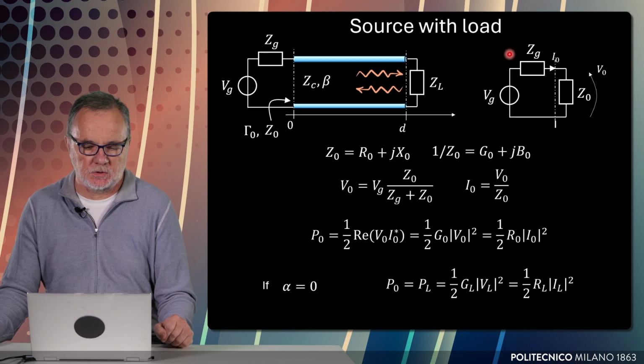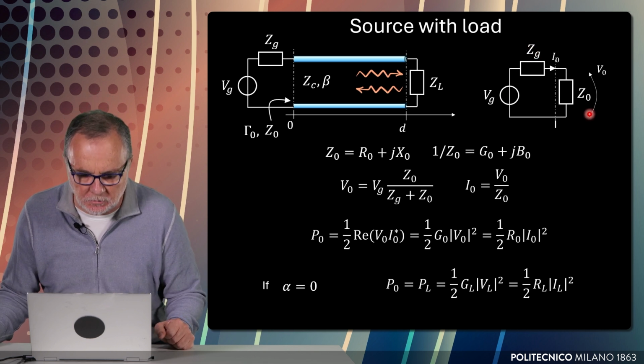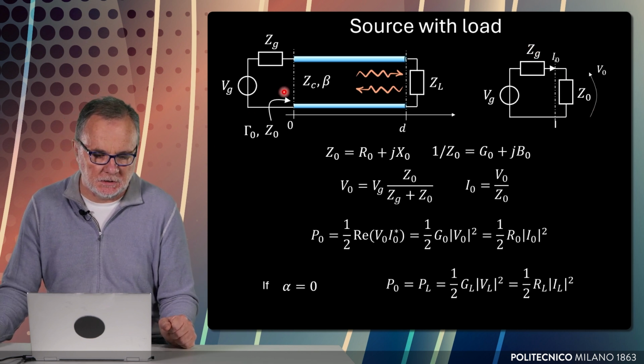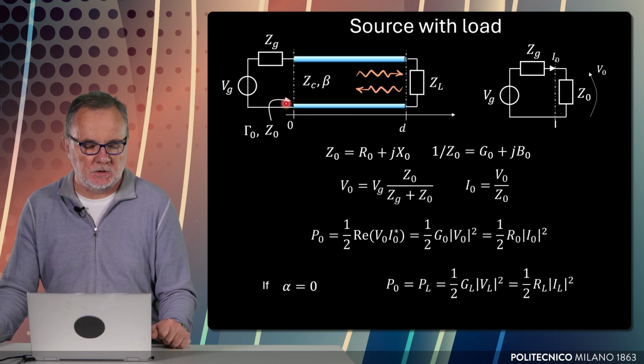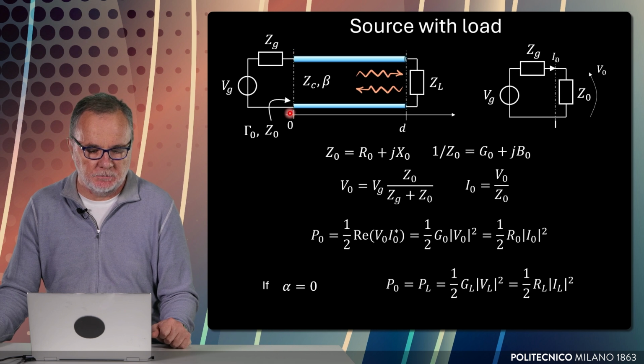Now let's connect a source. So let's first have a look at this circuit in which there is a source. This is the open circuit voltage with an internal impedance Zg that is connected to a load Z0. Z0, for instance, in this case, is the input impedance of this circuit in which there is a load ZL and a transmission line of length d, sorry. So Z0 is the impedance seen at this input.